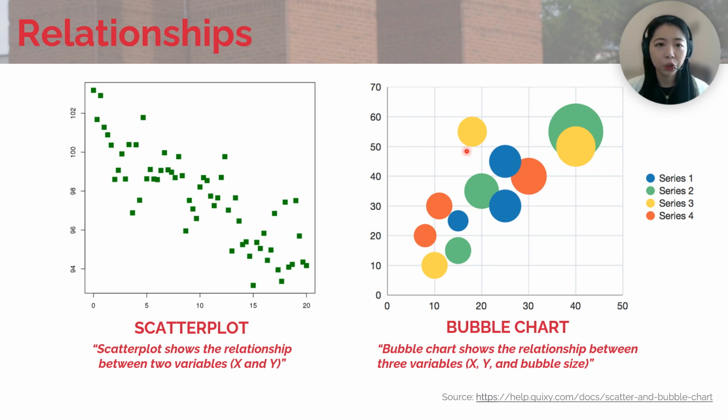And if you need to show relationships involving three variables, a bubble chart is useful. Here, you can see different bubble sizes, which give extra detail, making it easy to understand how three variables interact. And here the larger bubbles mean higher values of the third variable. It gives more information than a scatter plot.